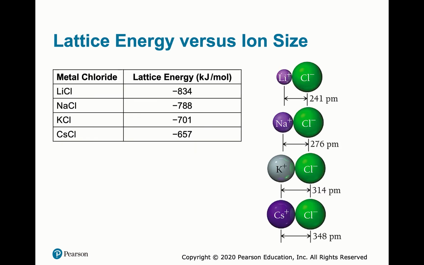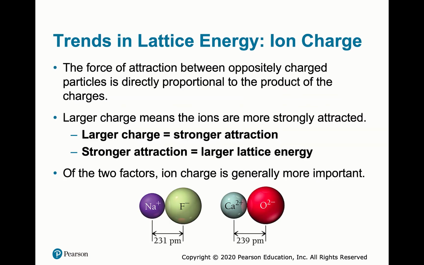So to illustrate this with the different chlorides, the chloride stays the same, but the size of the cation is changing, and it's getting bigger. As the cation is getting bigger, the lattice energy is going down. So not surprising.